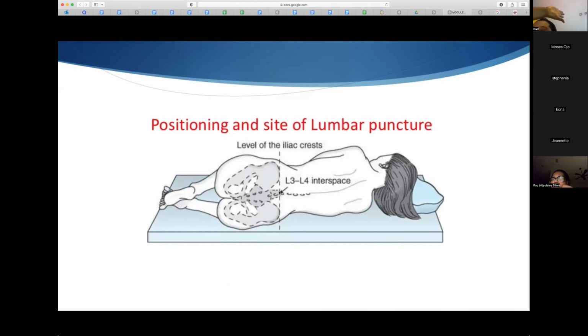They go in between, L3 and L4. L3 is at the top, L4 is at the bottom. They go in the middle space. Perfect.